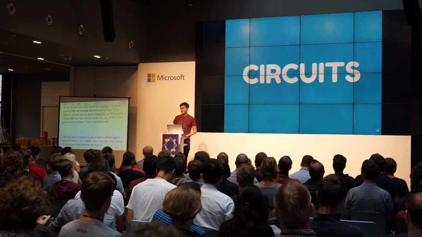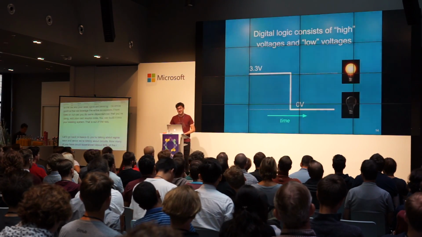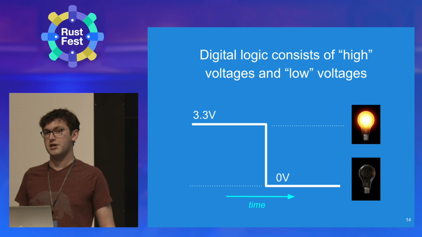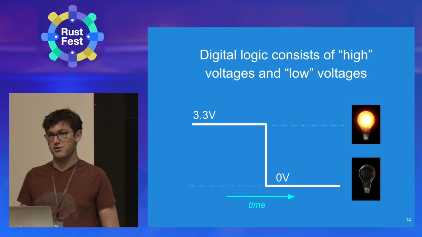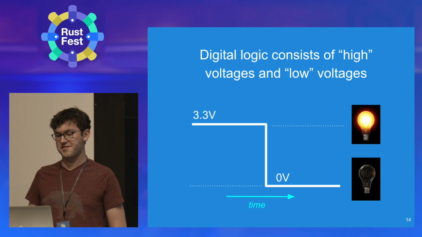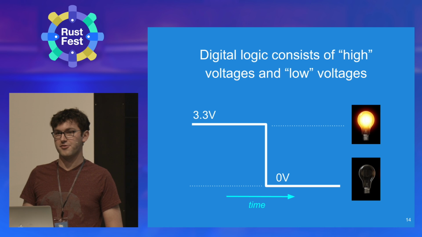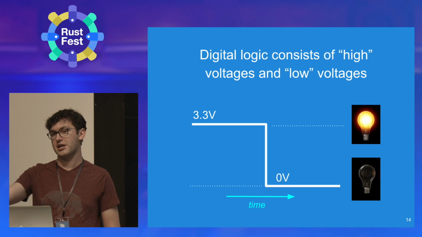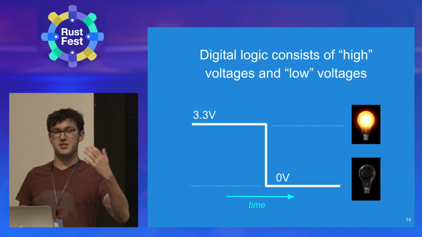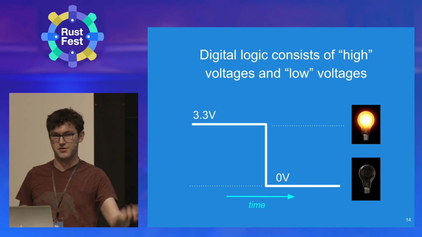And just to go over the basics of circuits, we're talking mostly about digital logic. Digital logic means that there are high values and there are low values, and they're being interpreted in some way. So if I have a circuit and say the voltage is 3.3, I might declare that as a high voltage. When that signal is 3.3 volts, I want to turn a light on. And then similarly I say, when the circuit is 0 volts, I want to turn the light off.